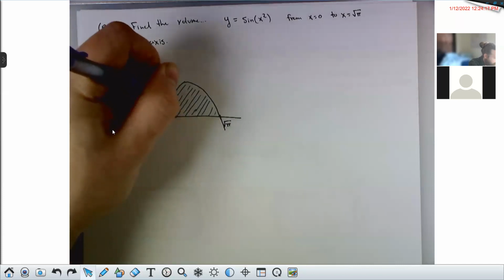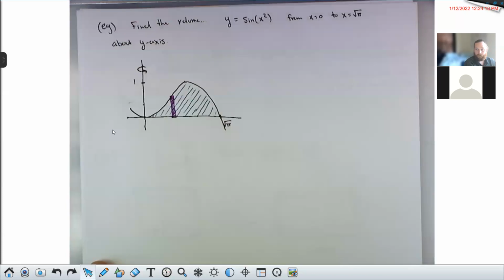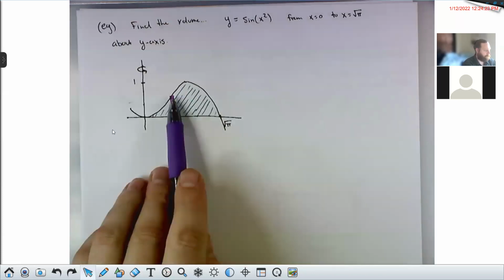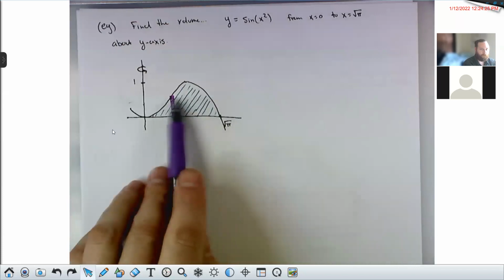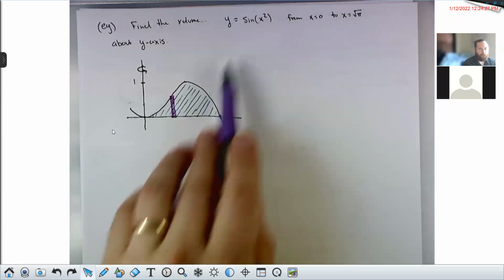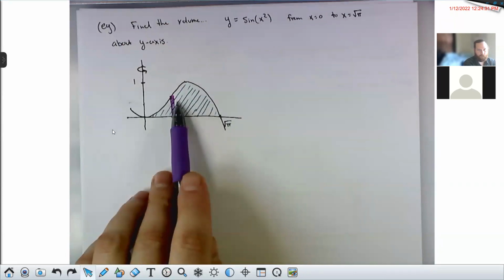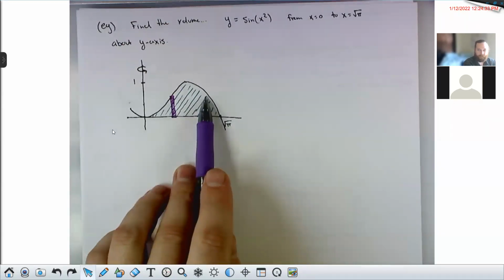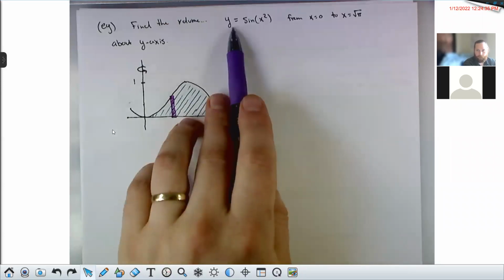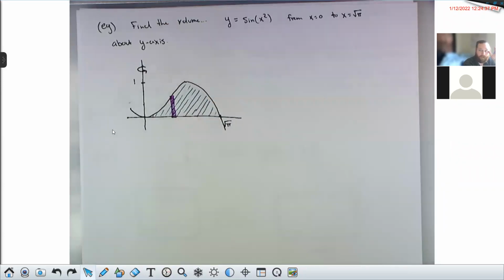I claim that this problem is impossible to set up using the disk washer method. I'd like you to think about why that is. If the strip was perpendicular to the axis of rotation going side to side, first off, you'd have to solve this for x in order to find the x values here and the x values here. That's a problem. Your very first step there would be to take the inverse sine of both sides. That comes with some domain restrictions, and we would be outside the allowable domain for that.